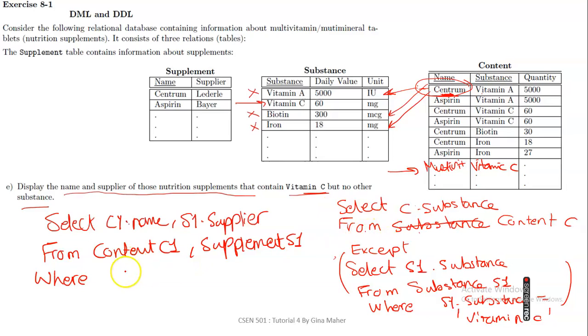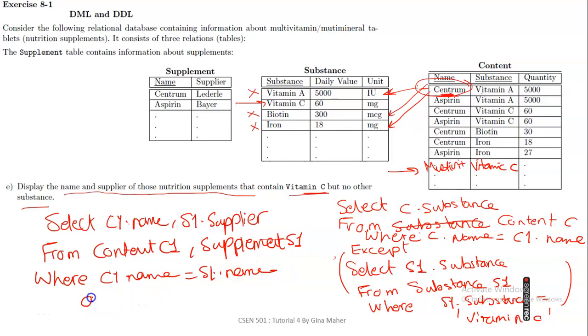So we can write here where, here we should relate between these two queries. So we are going to write here where C.name equal C1.name. Okay, and here we need to write the condition of the join, how to join between content and supplement using the name. So we are going to write C1.name equal to S1.name and not exists all this query.